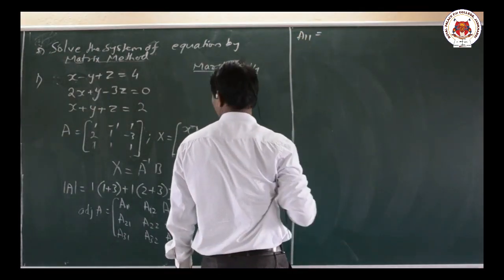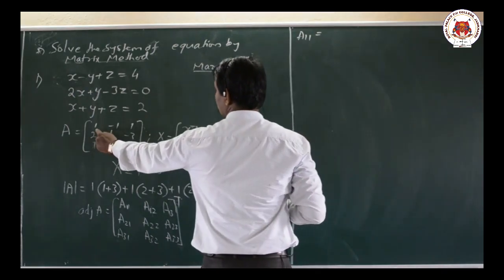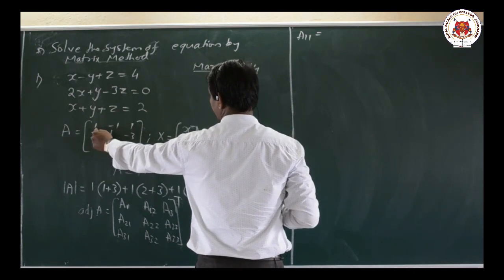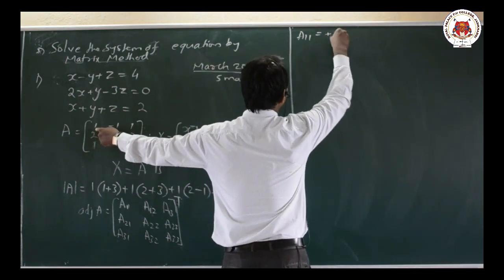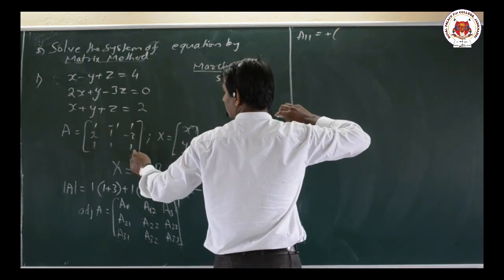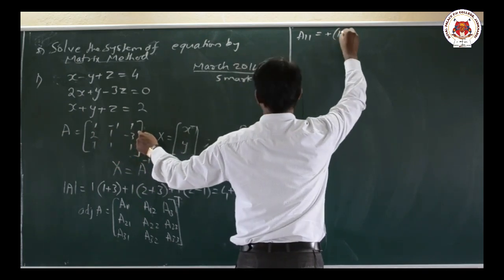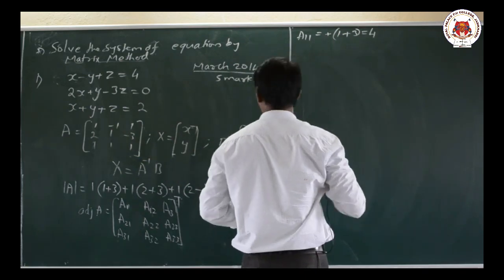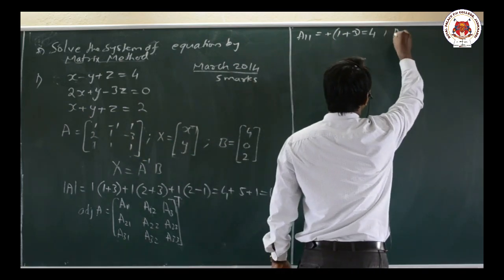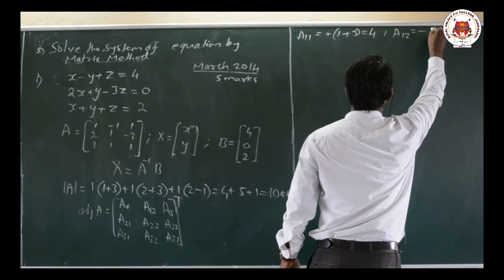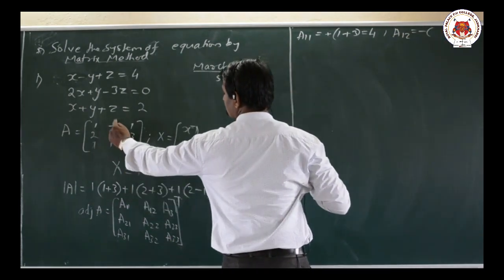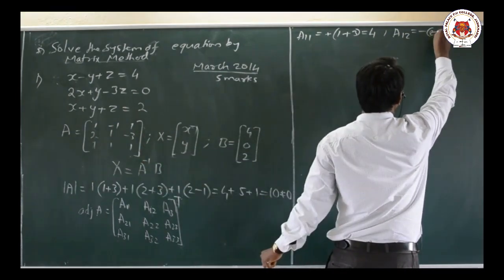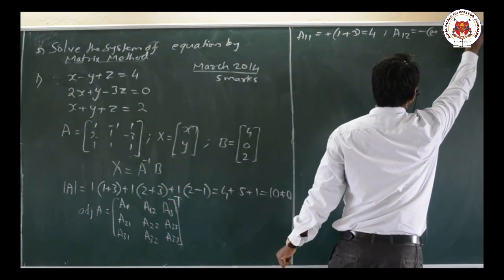A11 value means what do we get here? A11 means the adjoint of 1, leaving this row and this column, and its sign is positive. Now what do we get? 1 times 1, minus into minus is plus 3. The value will be 4. That is A11. Next value comes A12. A12 sign is minus. Leaving this row and column, 2 ones are 2, minus 2 plus 3, that is equal to minus 5.